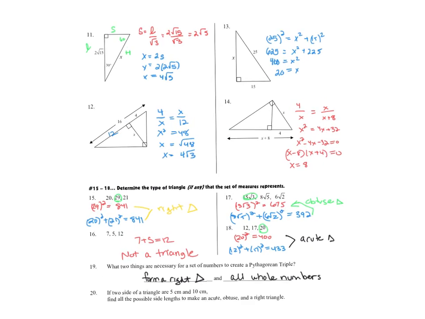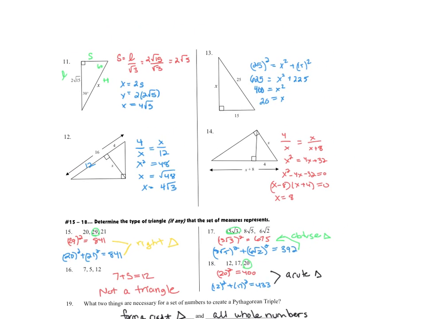All right, if we take a look at number 11, number 11 is a 30, 60, 90. We were looking for the hypotenuse. I found the short side first by taking that long side, which was 2 times the square root of 15, and dividing by the square root of 3, and getting 2 times the square root of 5. To then find the hypotenuse, I would take 2 times the square root of 5 and multiply it by 2, which gives me 4 times the square root of 5 for the hypotenuse, which was our x value.